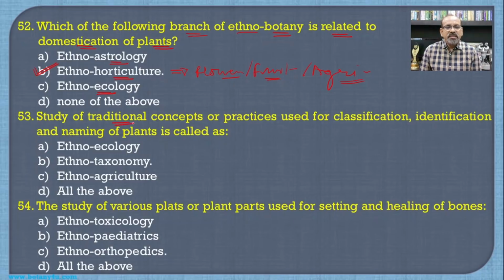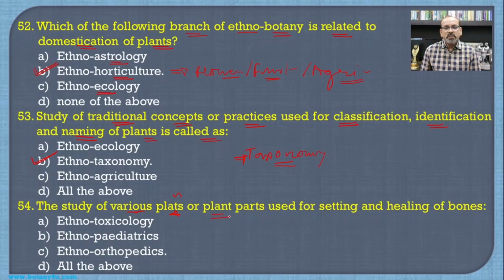Then the study of traditional concepts or practices used for classification, identification and naming, that is nomenclature of plants, is called as? Whenever we are talking about classification, identification and nomenclature, that is known as taxonomy. Hence here, if it is related to the traditional knowledge regarding classification, identification and nomenclature, then it is ethnotaxonomy.